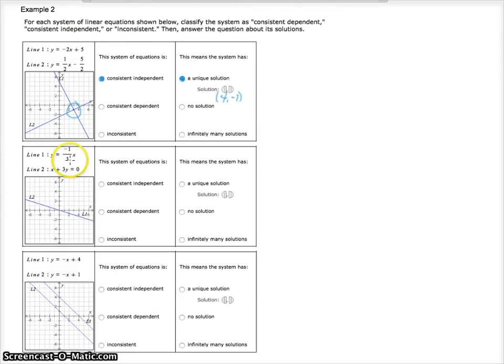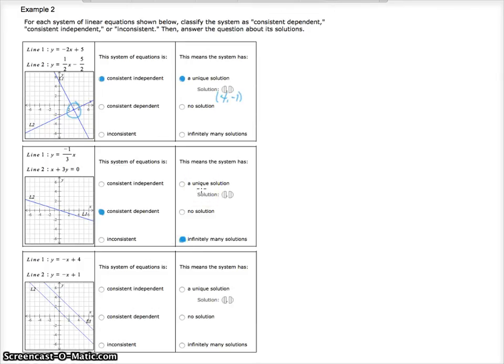Line 2, I have negative 1/3 x and x plus 3y equals 0. I could solve if I wanted to, but notice that I have one line here. That means that they are consistent dependent. They're identical equations. When they're consistent dependent, please remember that it's infinitely many solutions.